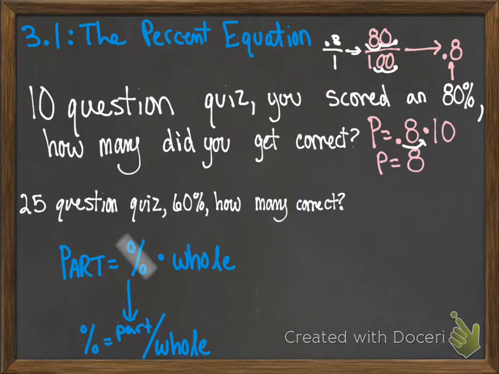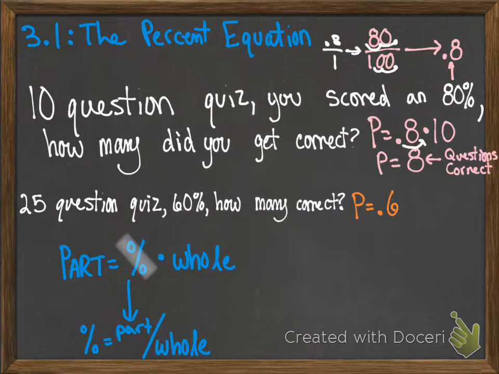So 0.8 turns into 8 when you multiply it by 10. So P equals 8. That means I got 8 correct out of the 10-question quiz. All right. For this other one, I'll set it up for you, and then I'd like you to solve it. So P, how many I got correct, equals 0.6, so 60%.